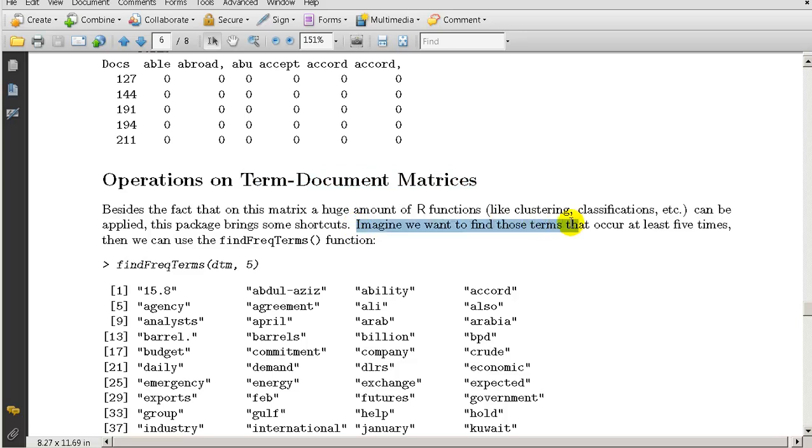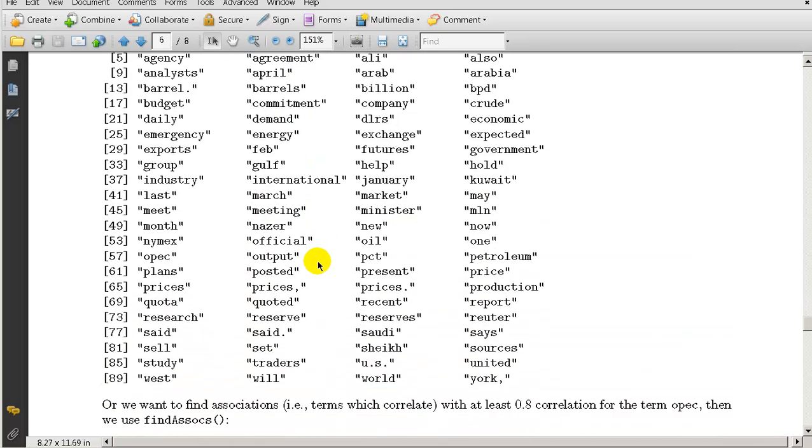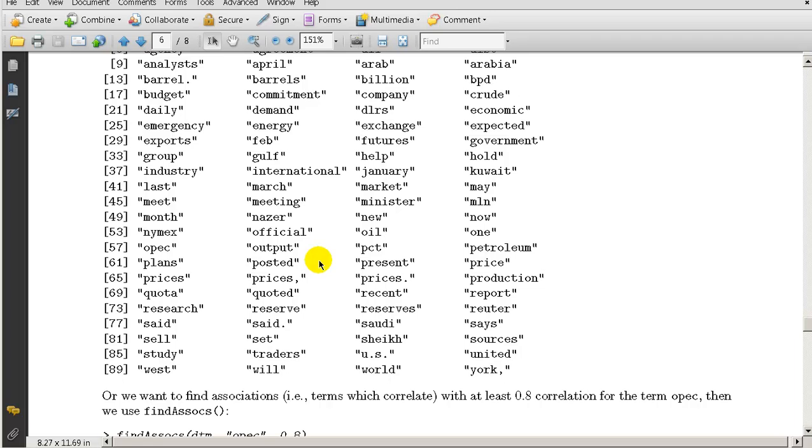Imagine we want to find those terms that occur at least 5 times. You might say, I don't care about terms that didn't occur at least 5 times, but I want to see the ones that did. This is how you would do it. There's something called find frequent terms, and you give it the term document matrix and say 5, and you get this list of words. These words occurred at least 5 times, so you might say the other words are not so important, but these are important.